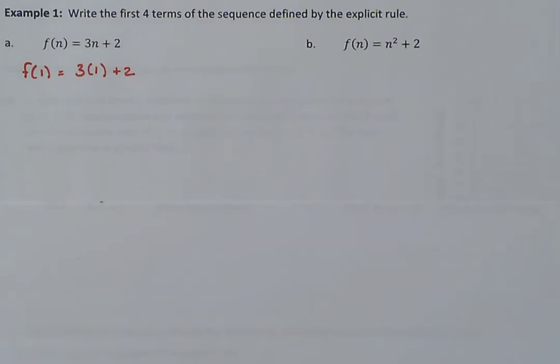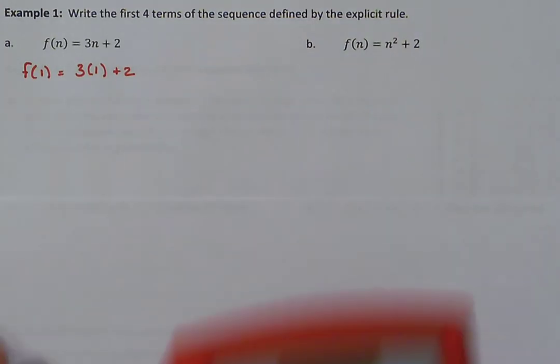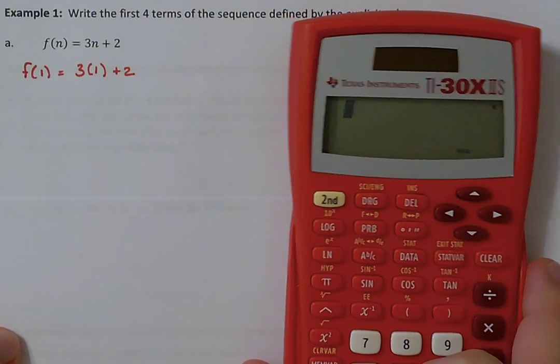Now you can either go through and solve it one at a time, or you can go through and set up all of your equations for terms 1, 2, 3, and 4, and then solve. Let's go ahead and just solve it one at a time before we jump into all the others. So I'm going to use my calculator to do this.